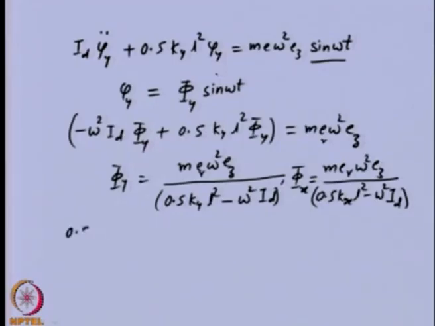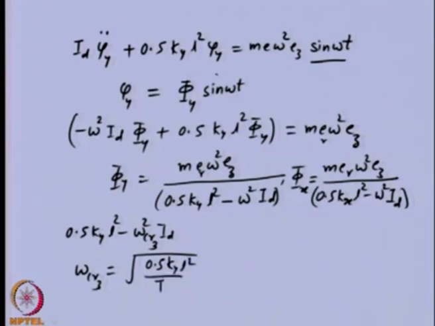Now, again we can see if these denominators are 0, we will get critical speeds. So, I am equating the first one equal to 0. I am calling this the third critical speed. So, this will give me the third critical speed equal to root of 0.5 ky L square divided by ID. Similarly, from here we can get the fourth critical speed, that will be root of 0.5 kx L square by ID. So, we could get 4 critical speeds.